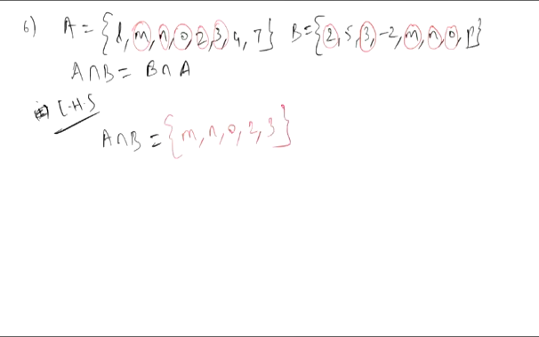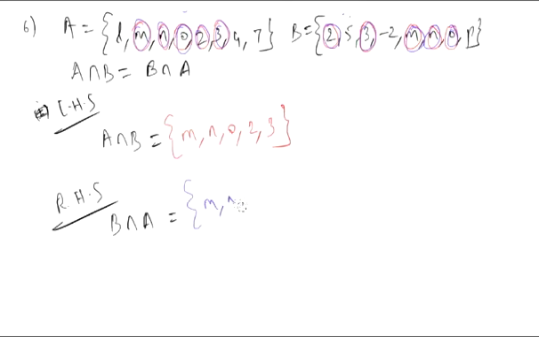Okay, then what is the right hand side? B intersection A. Take a different color again. Now, earlier we checked whether everything in A is in B, and now whether everything in B is in A. It's going to be the same. So it's just the intersection. 2 is there, 3 is there, M, N, O are there, in both sets. So again you're going to get M, N, O, 2, 3. Hence both these are the same and you've proved it.